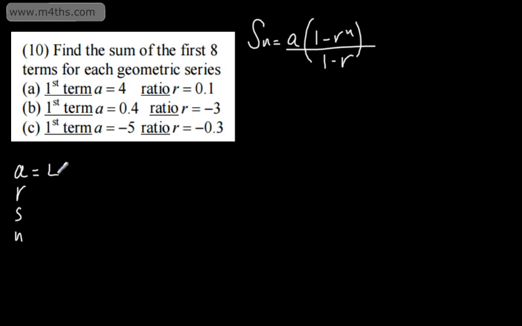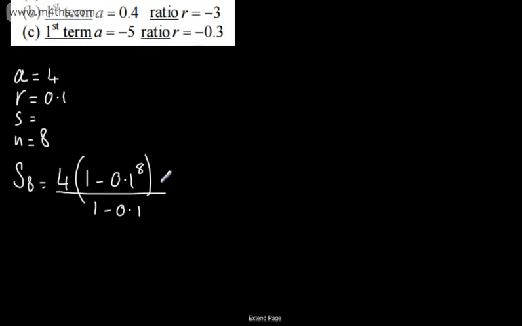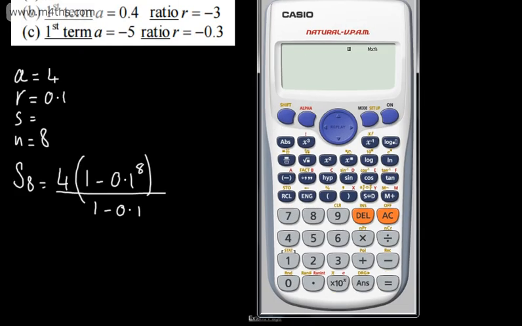So on the first one, first term, a is 4, common ratio 0.1, we need to find the sum and we're given that n is equal to 8. So what we can say then is that the sum of 8 terms, first 8 terms, I'm just substituting in here, is going to be the first term multiplied by 1 minus the ratio, which is 0.1, to the power of 8, and then we divide by 1 minus the ratio, which is 0.1. If you want, you can do some simplifying of this before you put it in the calculator. Alternatively, it can just go straight in.